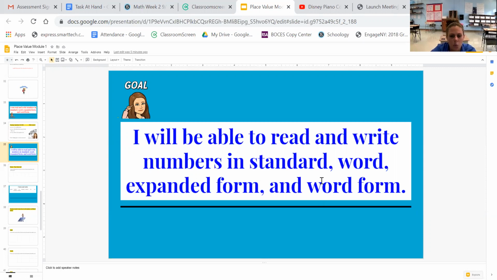I'm not sure why this says word form twice. I guess word form is just super important.